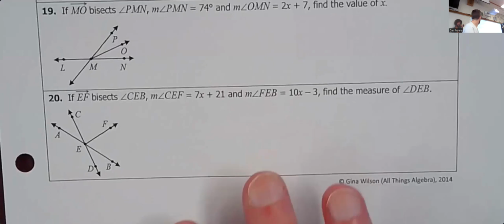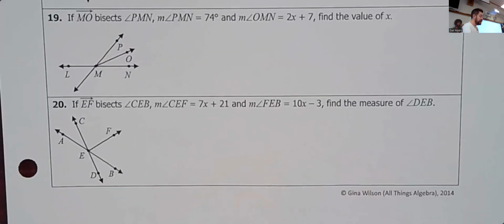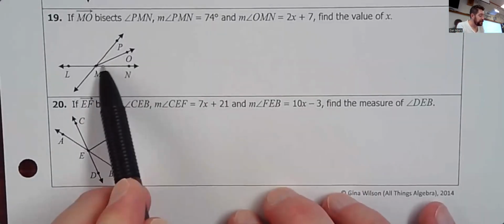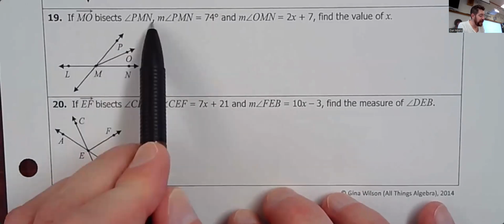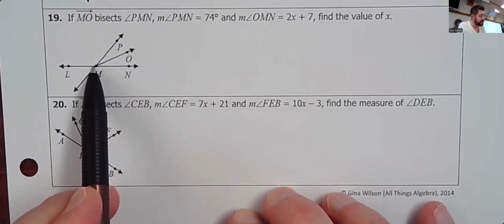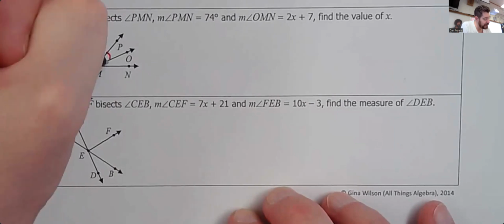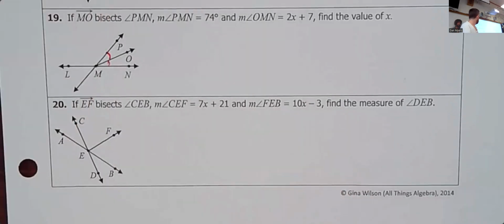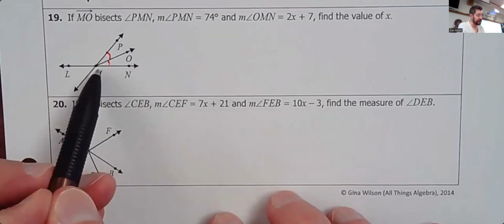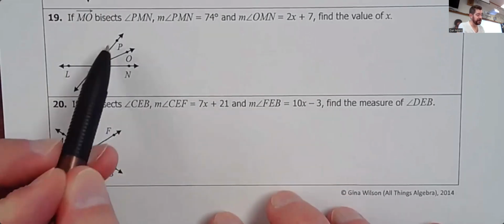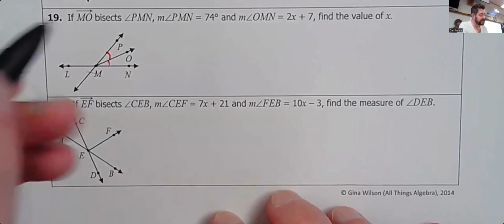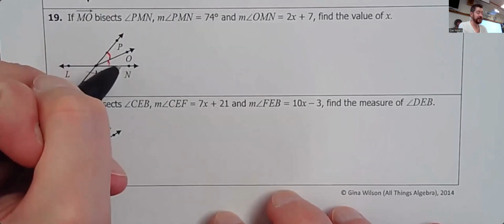The next one says that ray MO, this one right here, bisects angle PMN. That would be this angle here. So that means that this top part of the angle and the bottom part are equal to each other because the larger angle is being bisected. This one's a little bit different because it says that angle PMN is 74 degrees. PMN is this whole thing, right? It's from here to here to here. So that means that the two of those together equals 74.